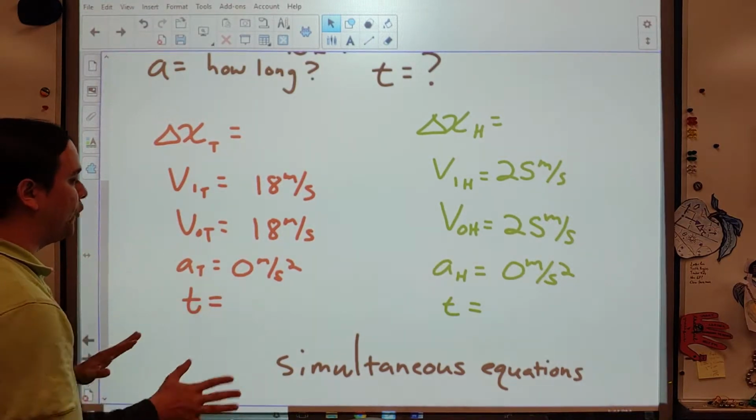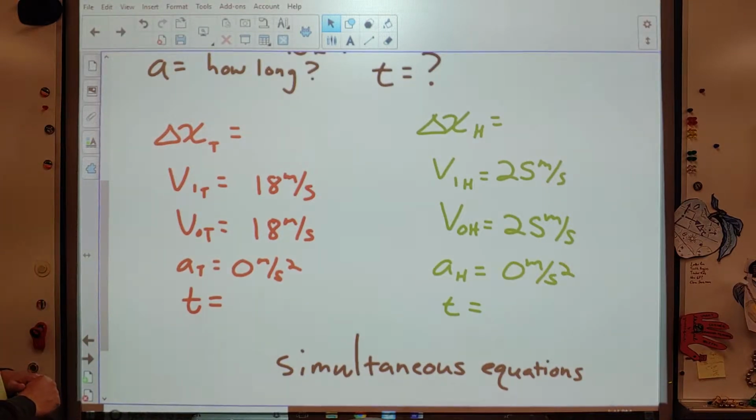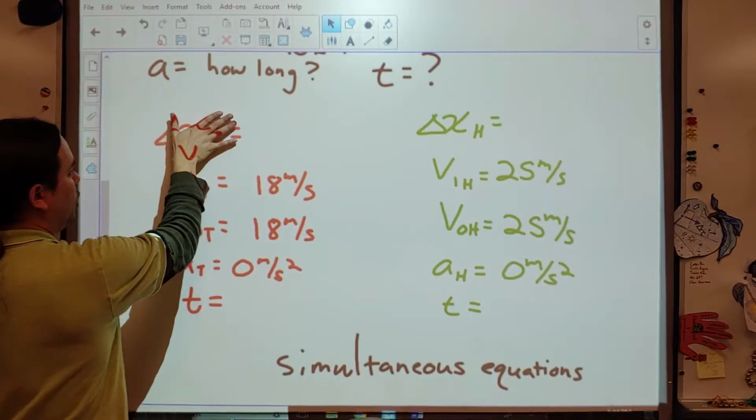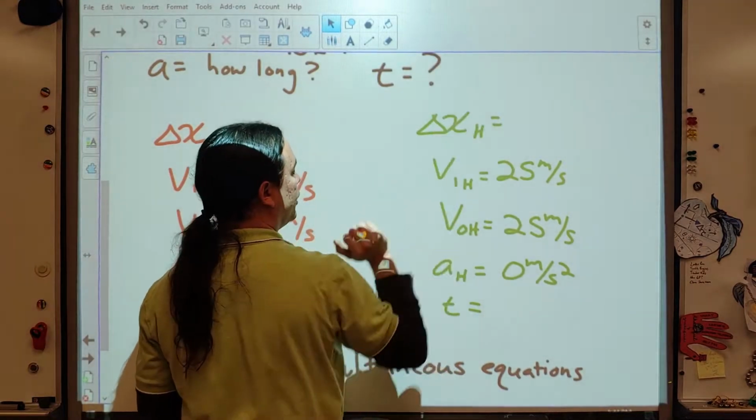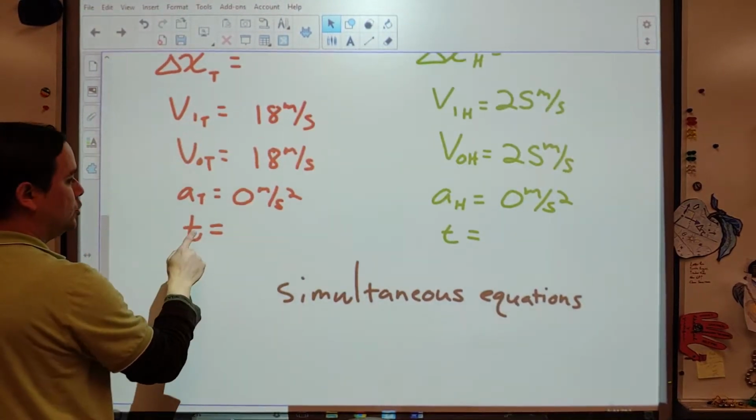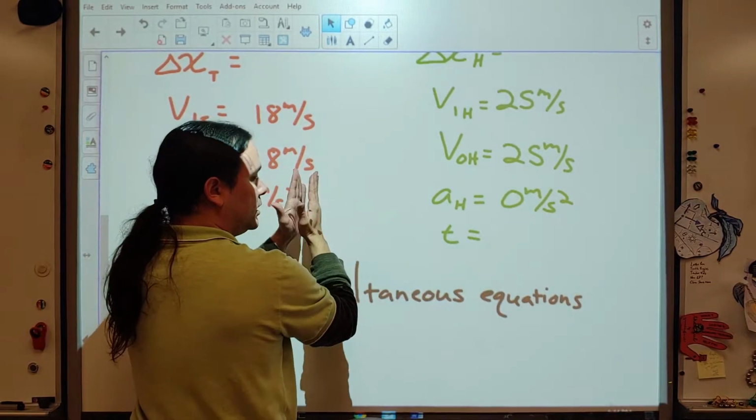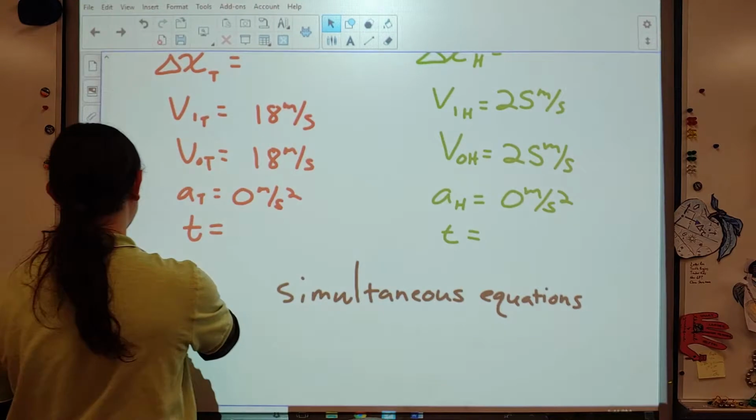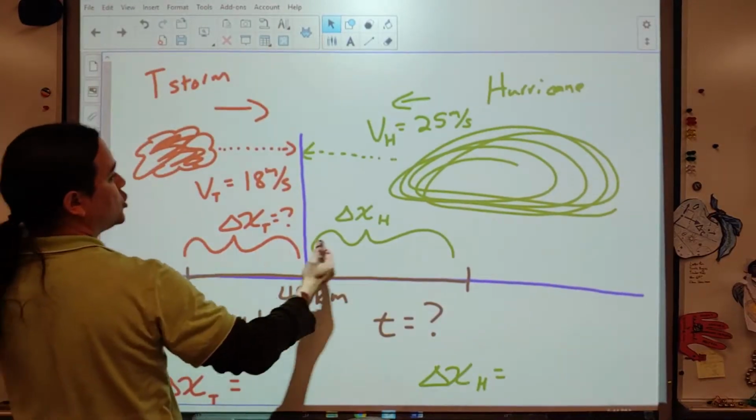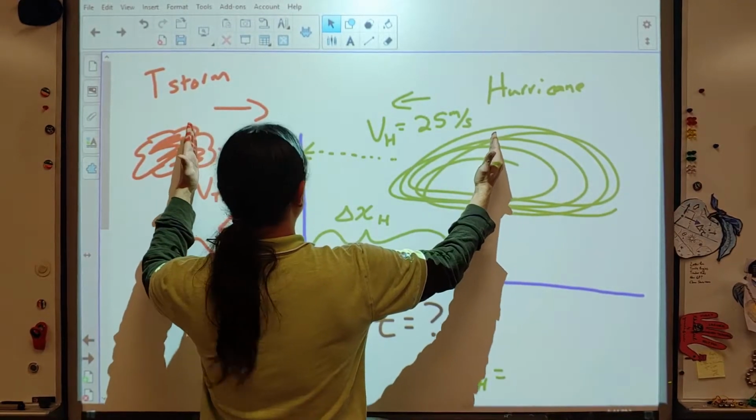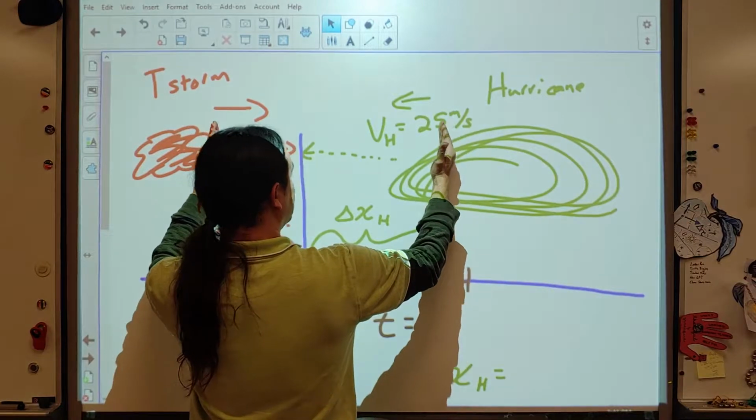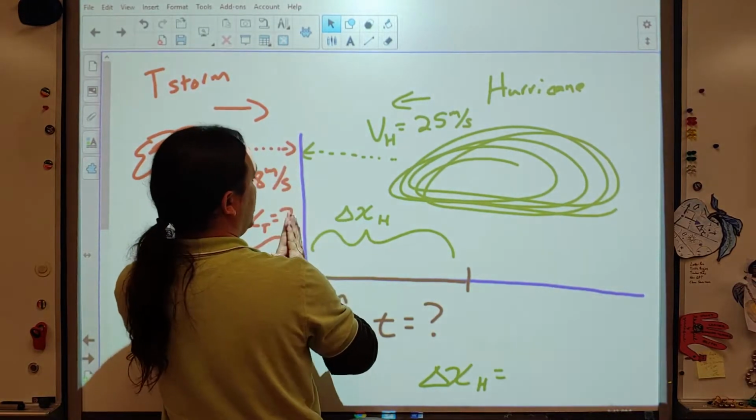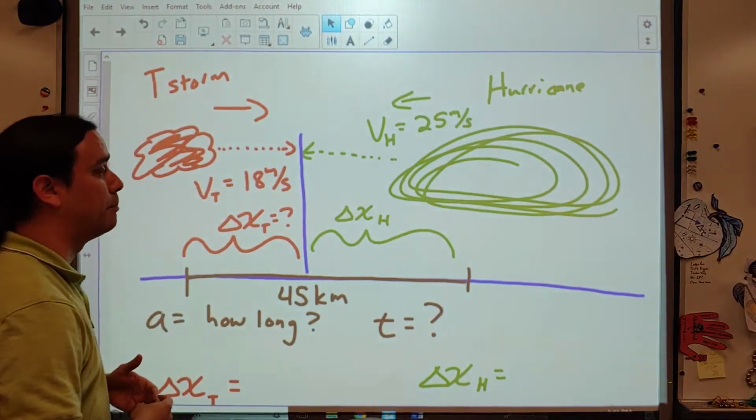Okay, but first we need to set up some relationships because we've got three things that we do not know. We do not know how far the thunderstorm goes, we do not know how far the hurricane goes, and we do not know the time it takes for them to hit. But we do know one thing, the time for the thunderstorm's motion and the time for the hurricane are actually the same, because we start our stopwatch and then some time's passing, and then they run into each other here and we stop our stopwatches. It's the same time for both of them.